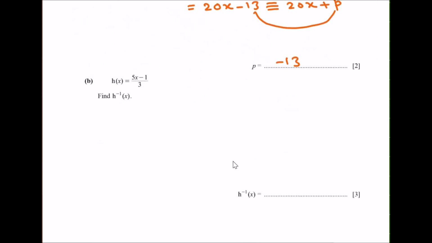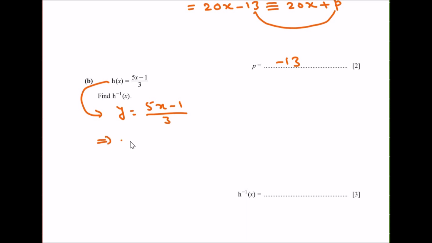So this is our answer. Now it says h(x) equal to (5x minus 1) by 3. Find h inverse x. So h(x) equal to (5x minus 1) by 3, h inverse x we have to find out. So always start with, in place of h(x) you write y. So y equal to 5x minus 1 divided by 3.